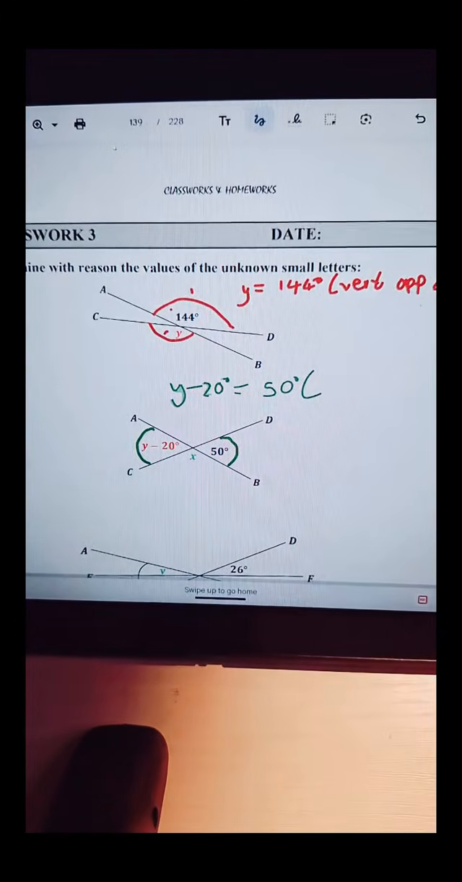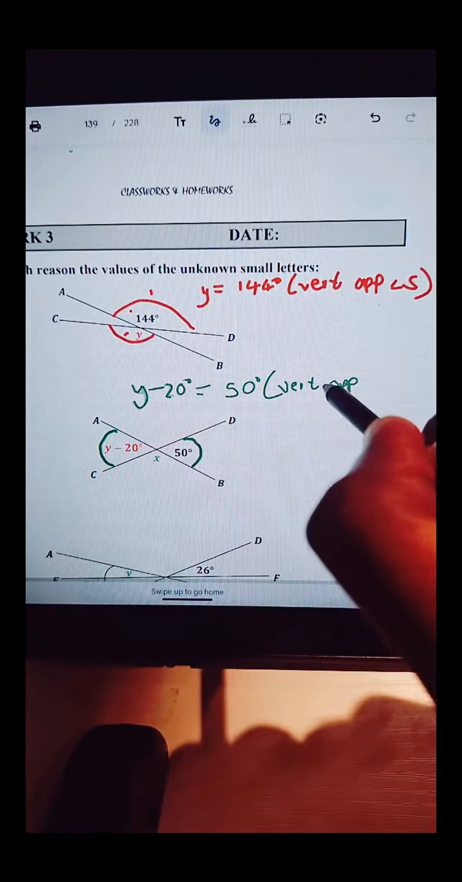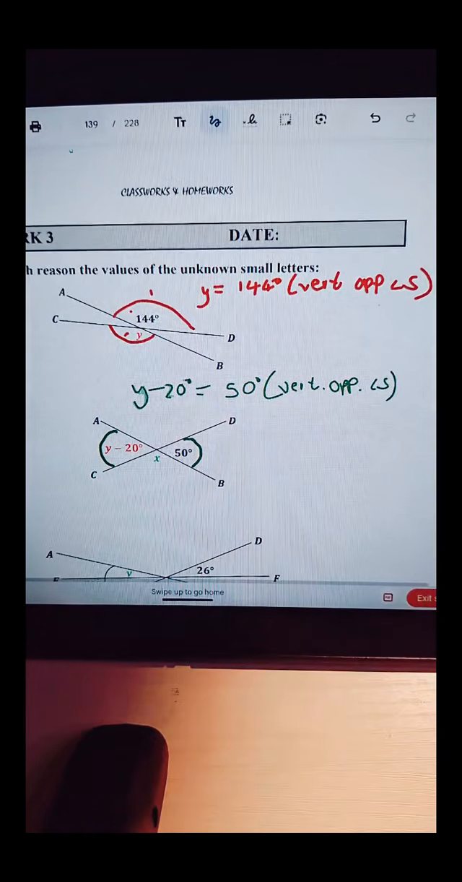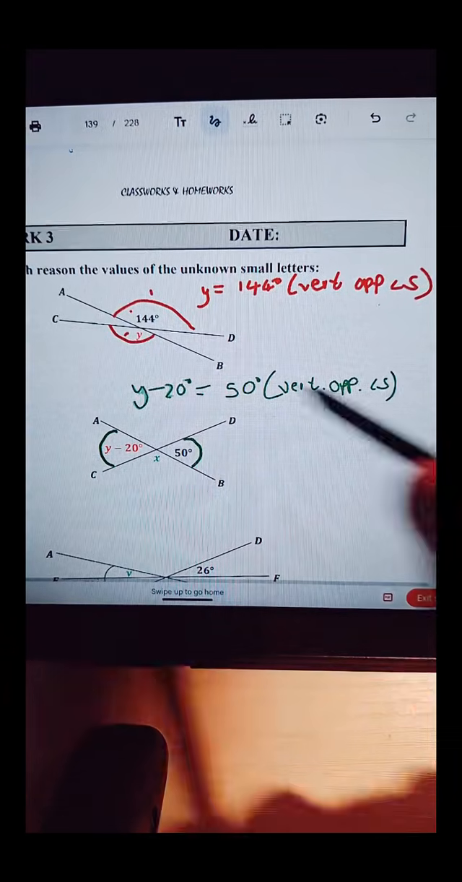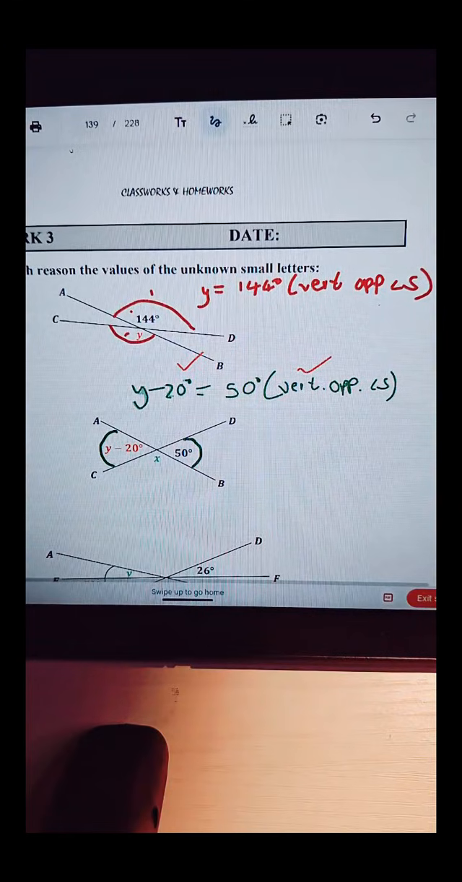Reason: vertically opposite angles. Statement: 100%. Reason: 100%. Then we solve for y.